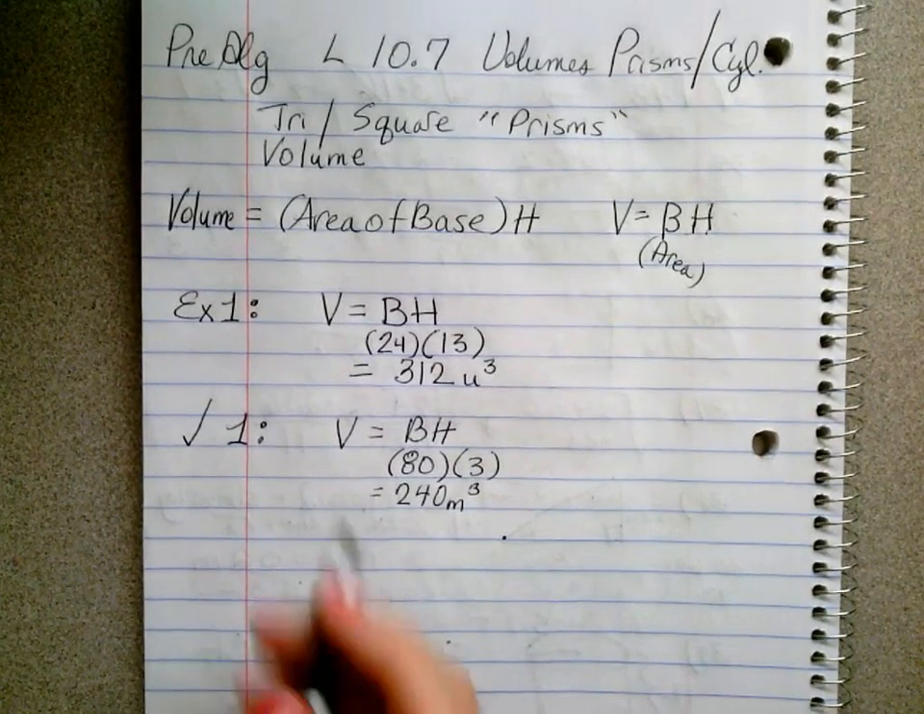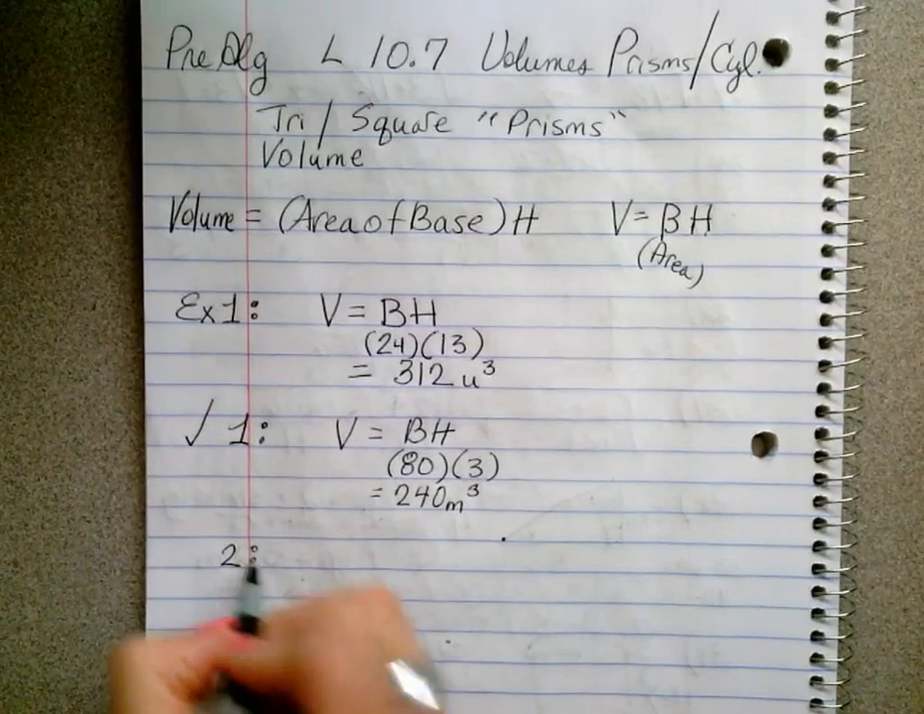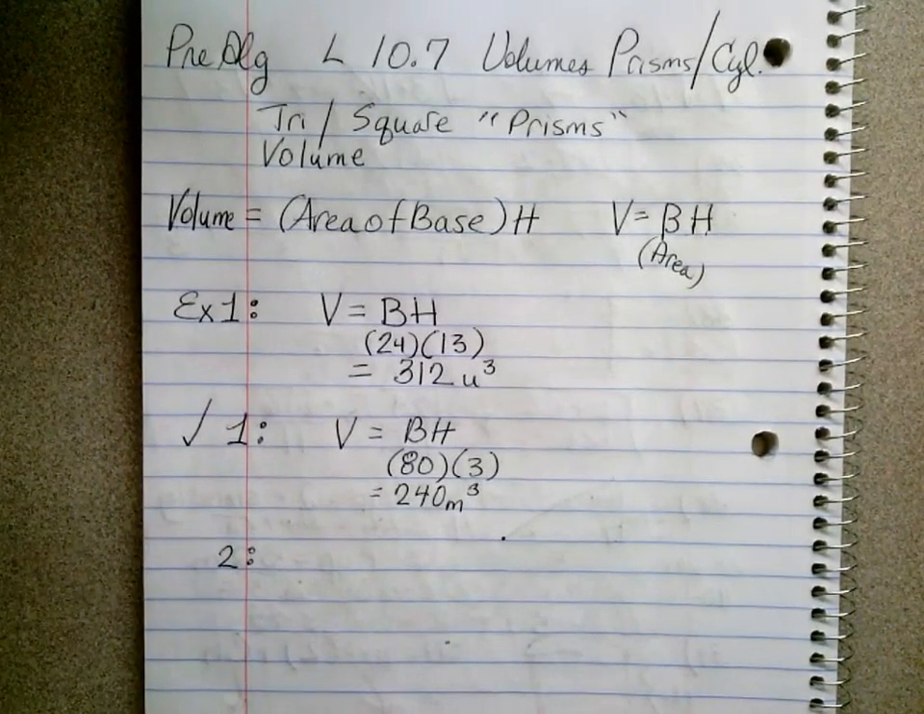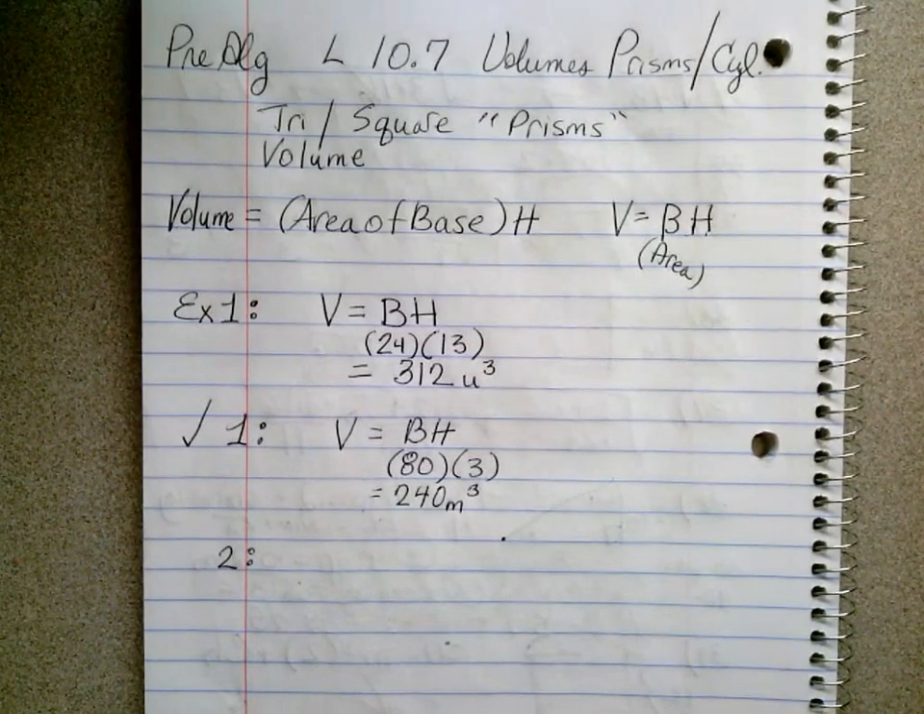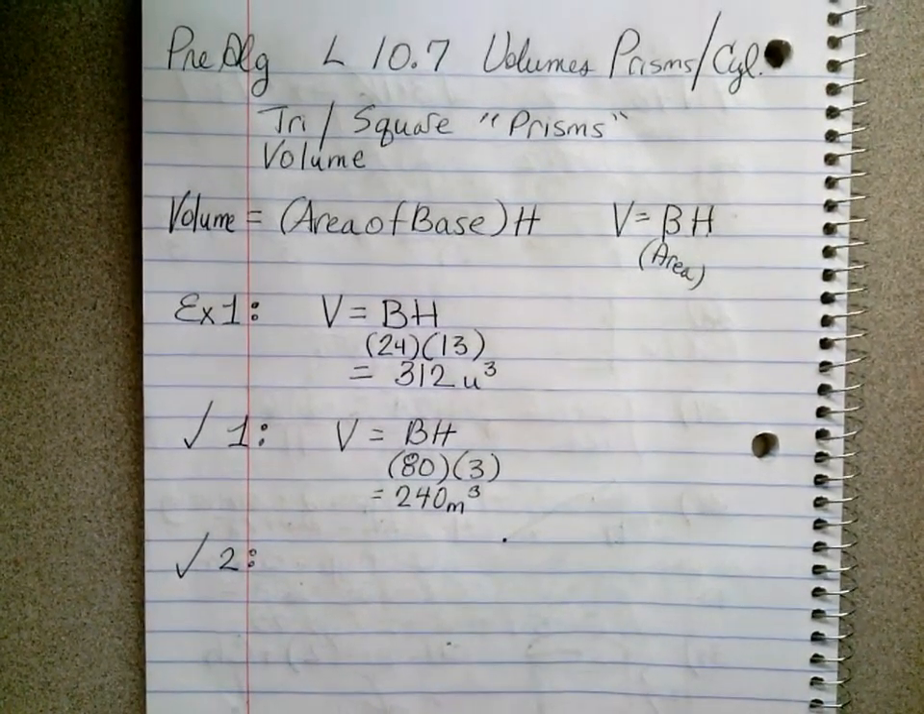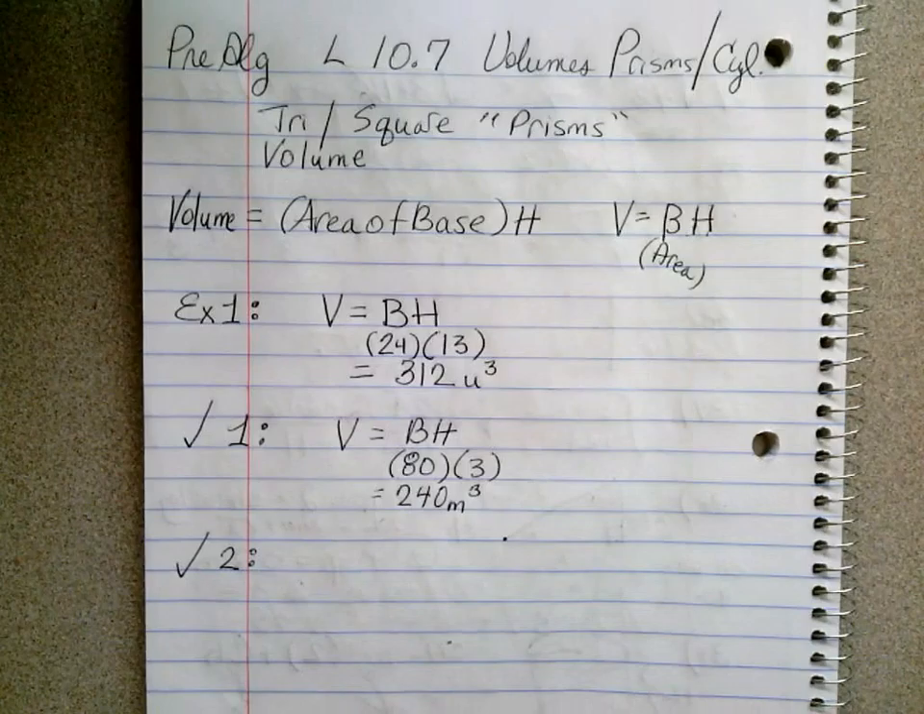Checkpoint number 2. I want to draw your attention to checkpoint number 2. Look at it and look at example 1. Checkpoint 2 is sitting on a base. You don't have to tilt it. Okay? So for checkpoint 2, it's sitting on a base. Justice, what are the measurements of the base?